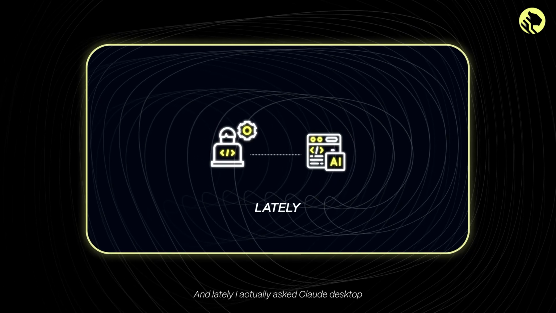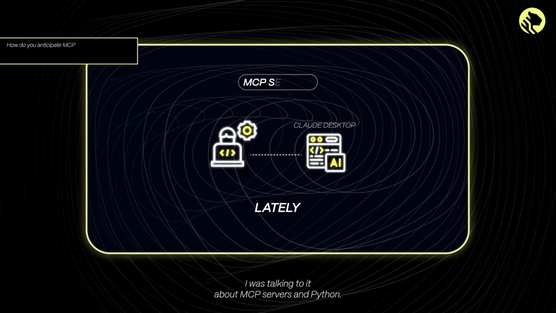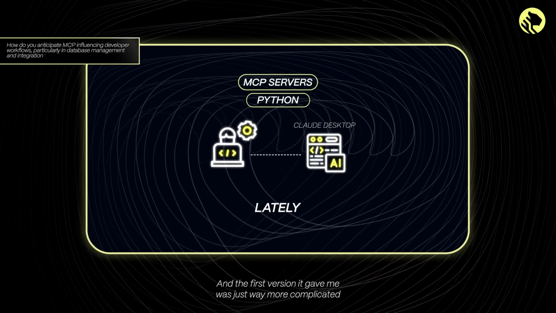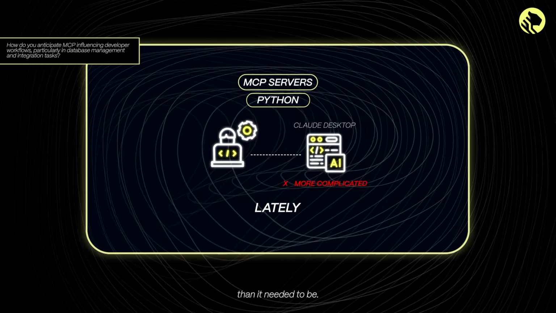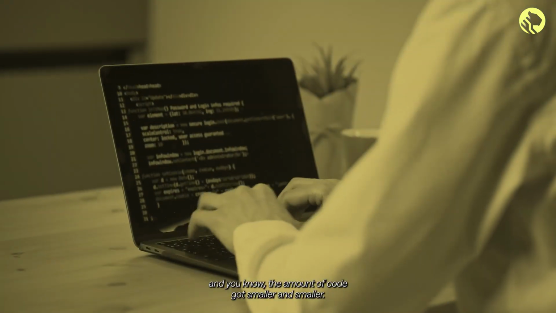And lately, I actually asked Claude Desktop. I was talking to it about MCP servers and Python, and the first version it gave me was just way more complicated than it needed to be. It was using the low-level API in the framework instead of the higher-level stuff with decorators. So I kept asking it, is this necessary? Can it be simpler? And it'd be like, oh yeah, it could be. Okay, give me that version. And then I kept going, and the amount of code got smaller and smaller.